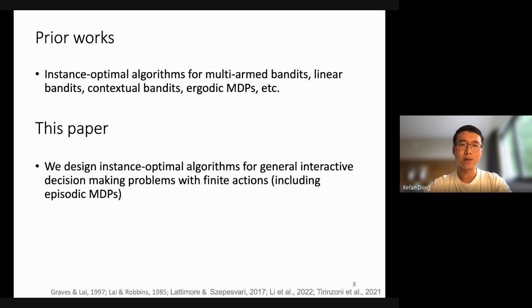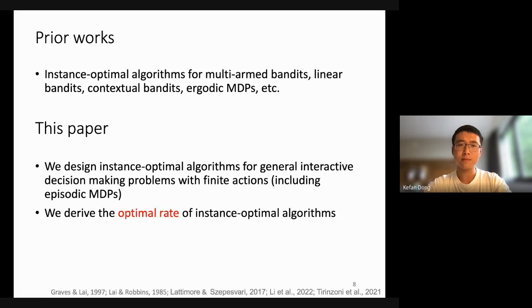So it's unclear whether we can design a single algorithm that is better than every other consistent algorithm. So in this paper, somewhat surprisingly, we design instance optimal algorithms for general interactive decision-making problems with finite actions. And that includes episodic or finite horizon Markov decision processes. We also derive the optimal rate of instance optimal algorithms. Okay, that's all for the motivation.